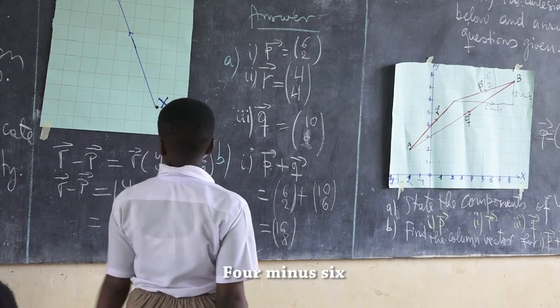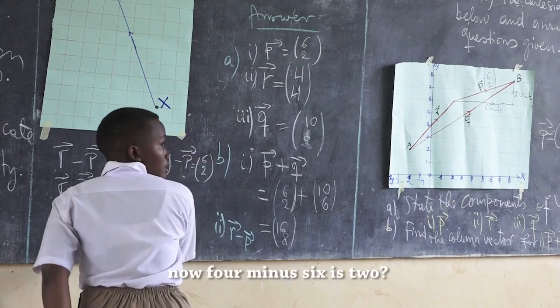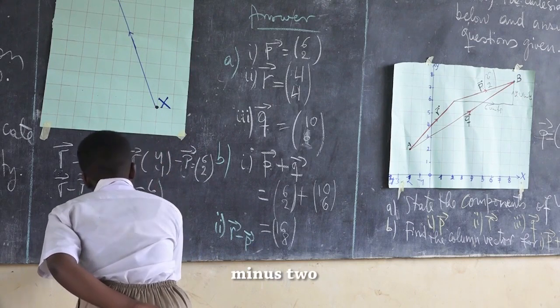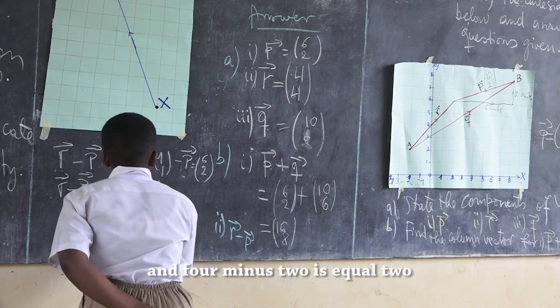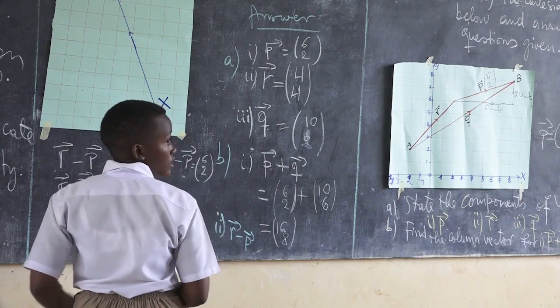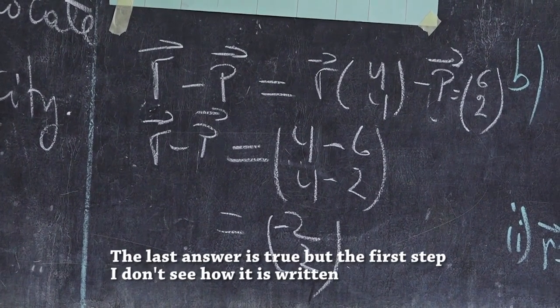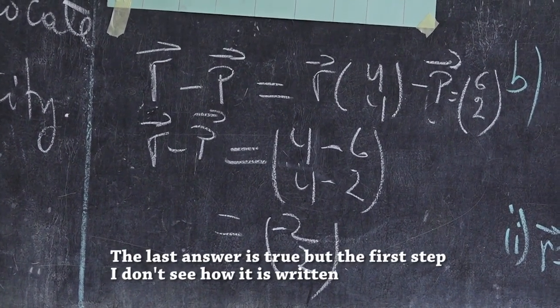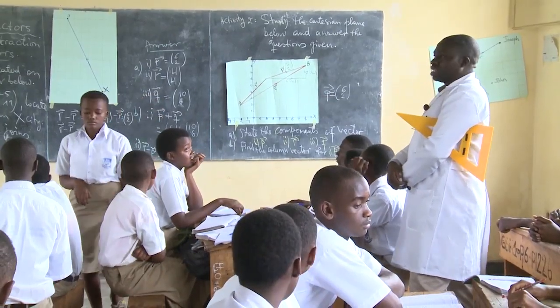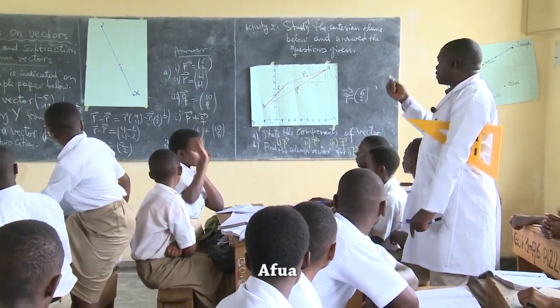4 minus 6 is 2? Minus 2. And 4 minus 2. Is it true? Yes. The last answer is true, but the first step, I don't see how it is written. Who can correct that notation? Afwa.